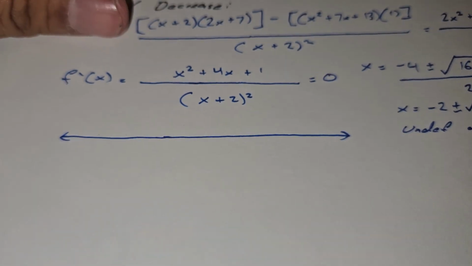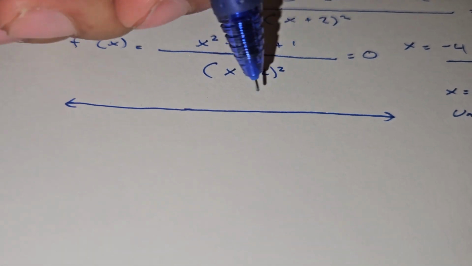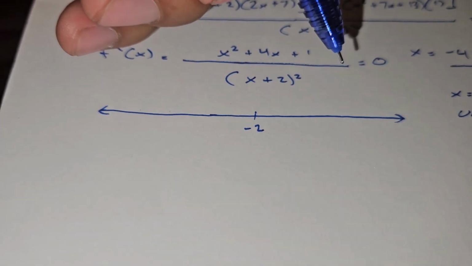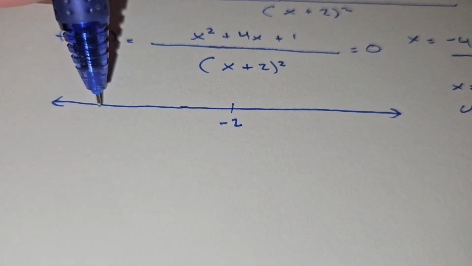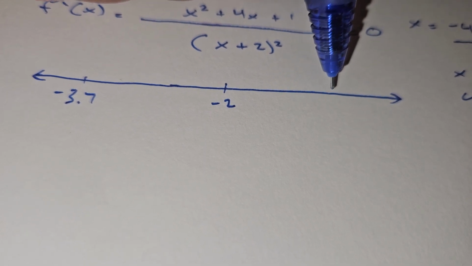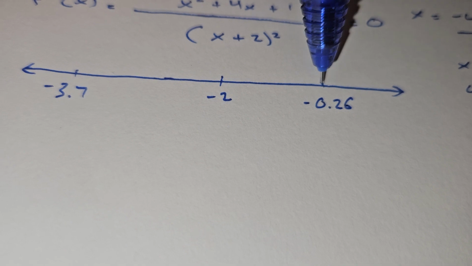And let's put in our points. We have an asymptote of negative 2. This is our asymptote, so let's go ahead and put that in there. We have our x value of negative 3.7. We have another x value of negative 0.26.